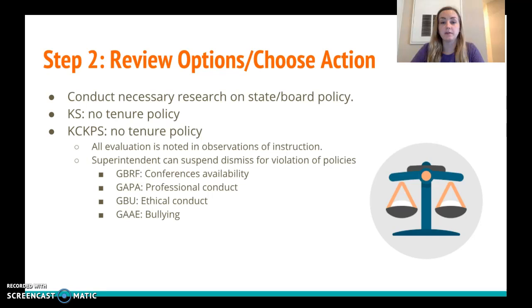Also, I wanted to talk about evaluation. So would this be part of Mrs. Horton's evaluation? All evaluation is noted in observation of instruction in our district, so this wouldn't necessarily fall under her evaluation. However, because there's no tenure policy, the superintendent can actually suspend or terminate any teacher for violation of district policies at any time. So I included 4 different policies that I felt like Mrs. Horton was in violation of here. So being available for parent-teacher conferences, conducting yourself in a professional and ethical way, and then bullying. If she's verbally abusing students, that's bullying students. So those are just 4 different policies that I felt like were in violation here.